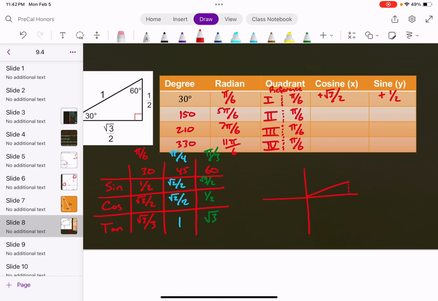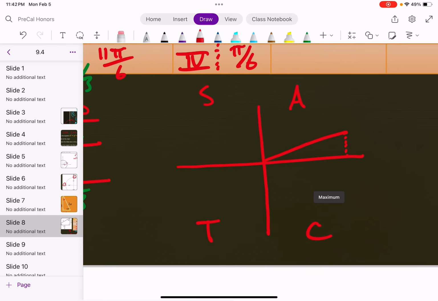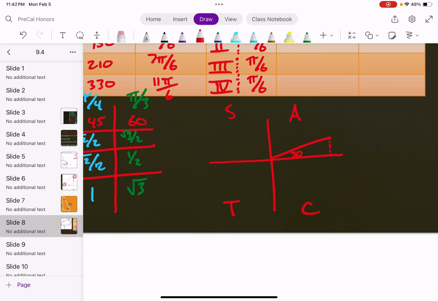As we start running into our 150, we have to keep in mind what exactly is going on with our problem. And in this case, we're going to end up with all students take calculus. And what it's going to do is going to help you identify where you're starting and where you're going. So for example, this would be our 30, and this would be pi over 6.